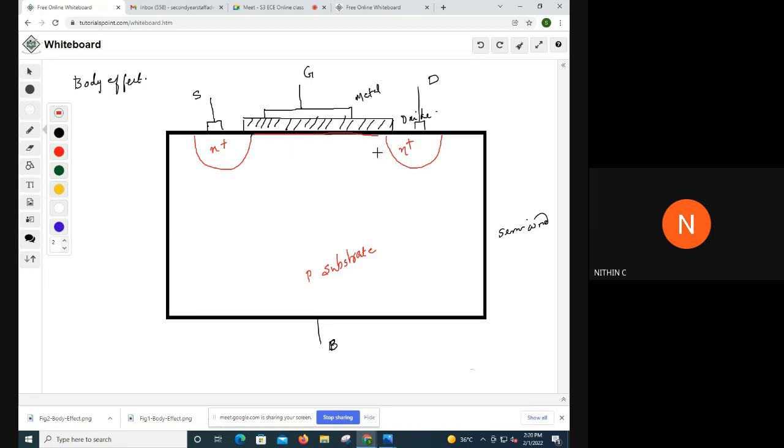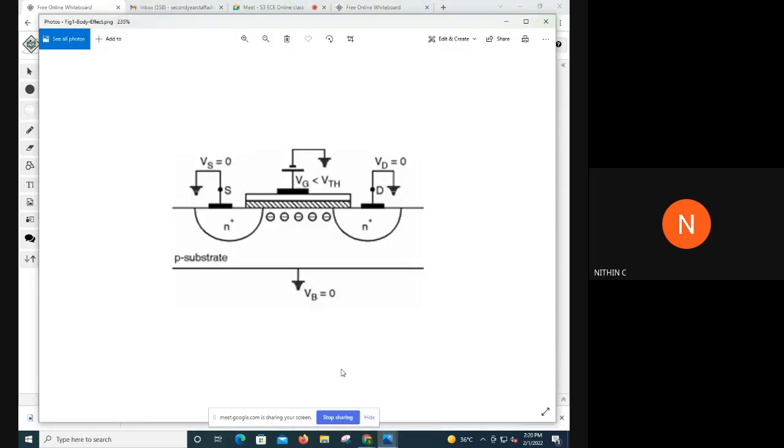The layer of electrons comes when the voltage that we apply over here is greater than VTH. So just look at this figure.